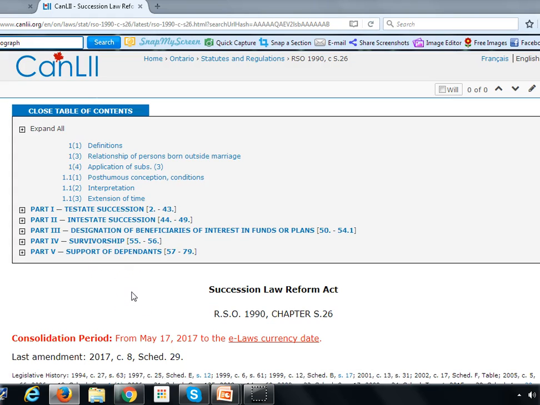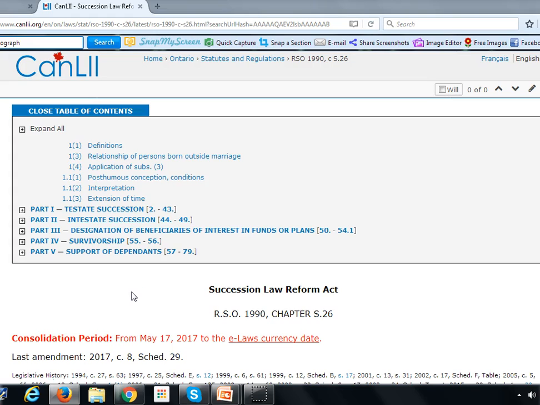One of the common misconceptions out there, for people who do not understand the succession laws in Ontario, is that if they pass away without a will, their estate, their property, will go to the estate or the government and not be passed on to that person's beneficiaries.